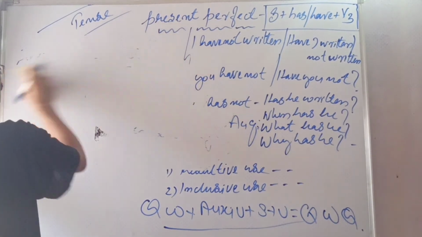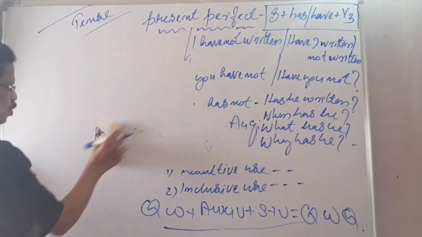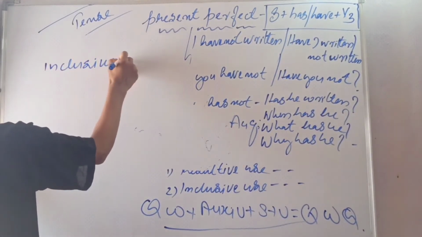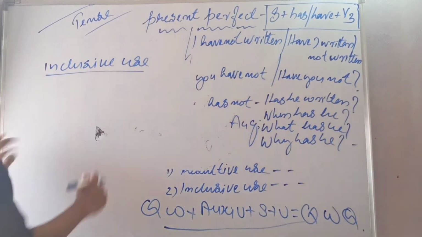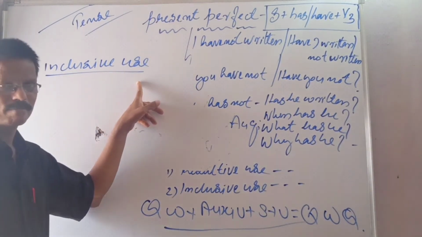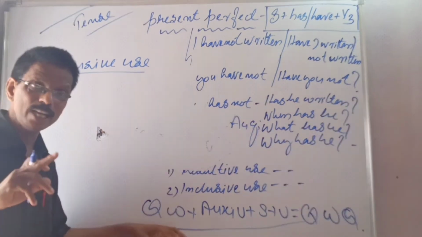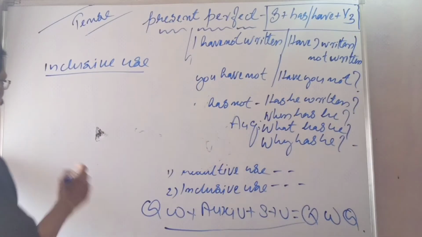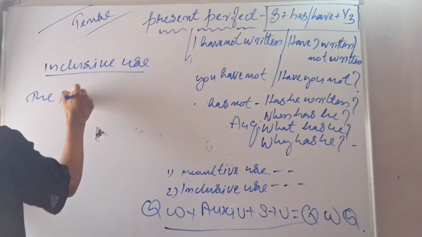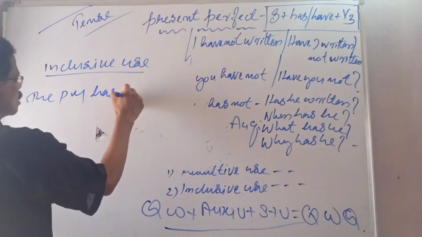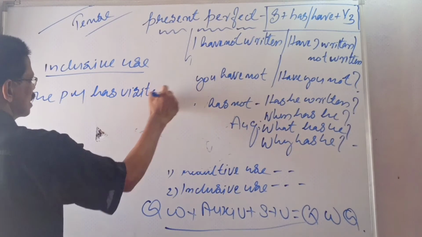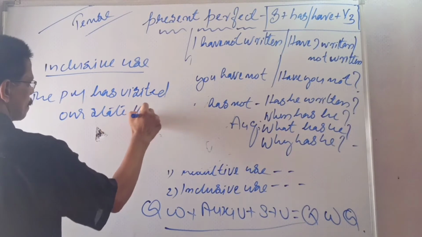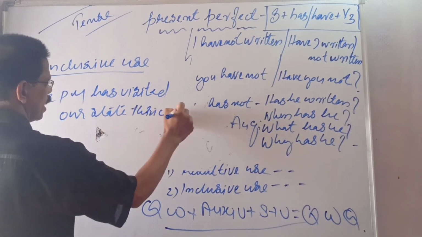Then one more is there, very important. That is the inclusive use. See, if an action can be included in a present period of time, present perfect can be used. For example, the Prime Minister of India has visited our state thrice in this year.